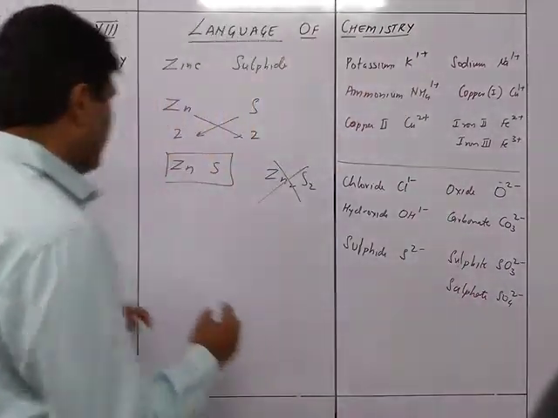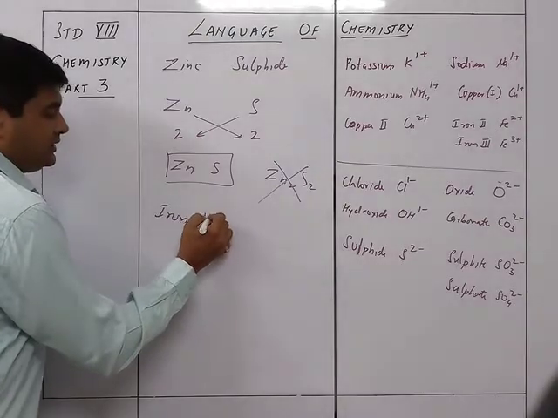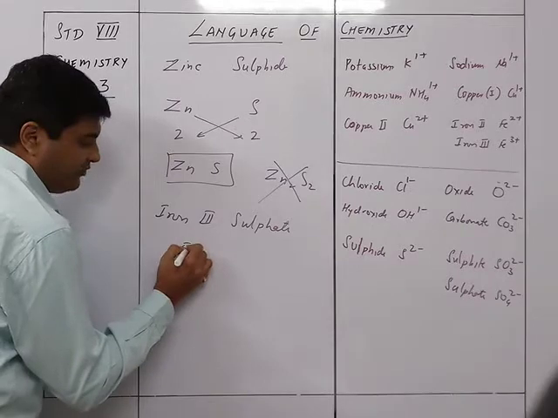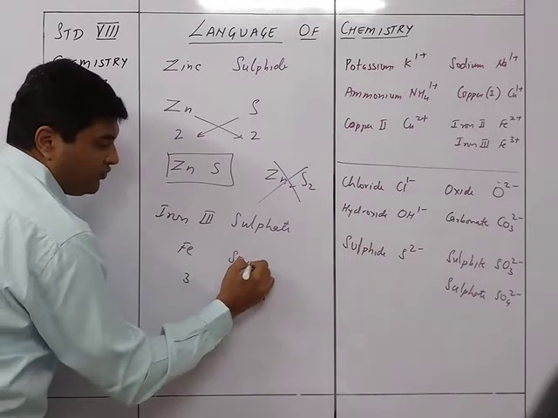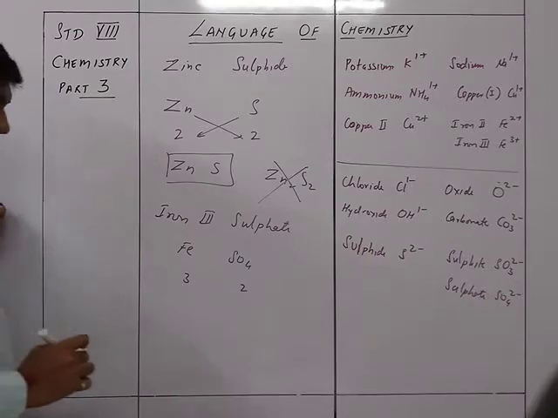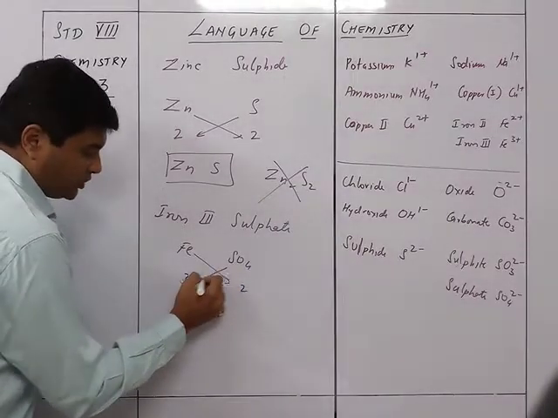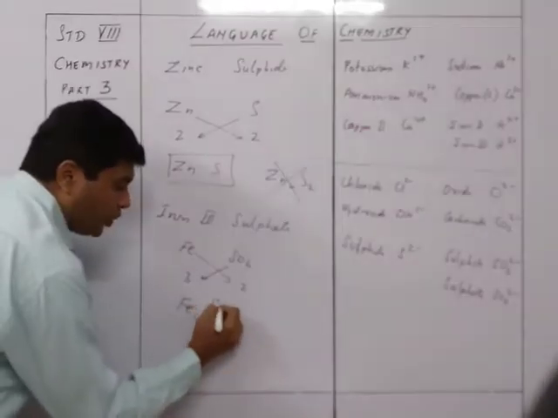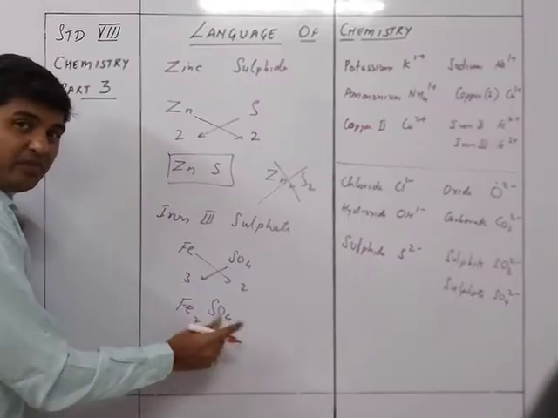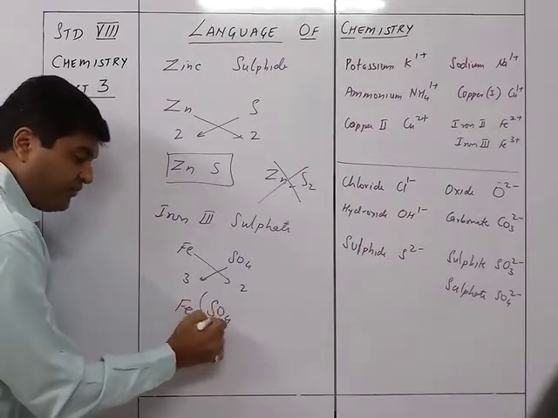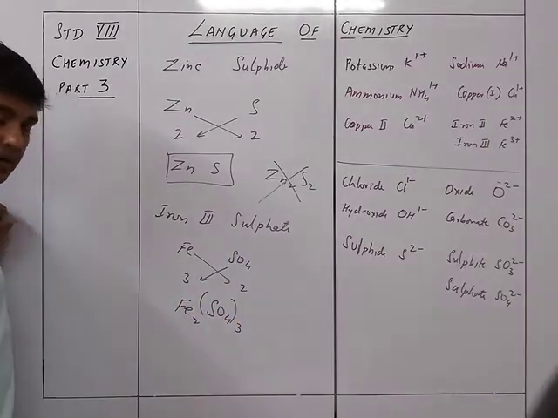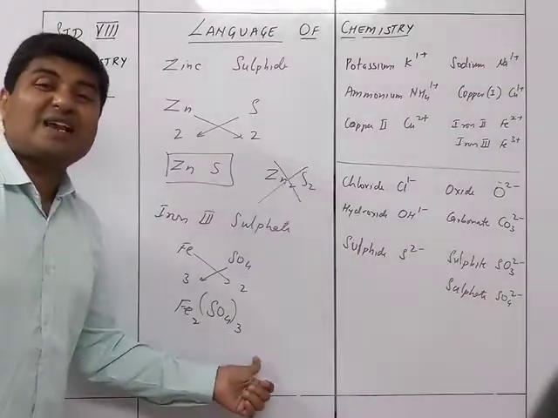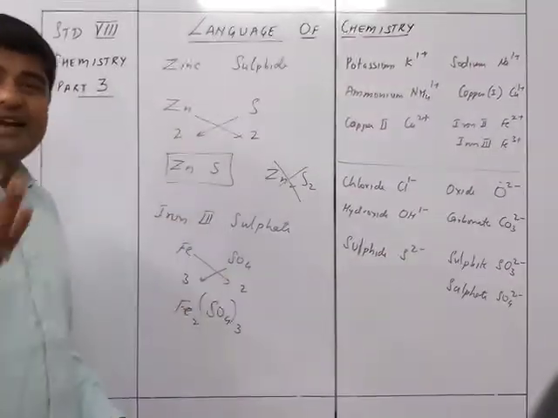Similarly, the next one will be iron 3 sulphate. Now we know iron 3 is of course Fe, and this is 3, and sulphate is SO4 and it is 2. In such cases, you are of course going to cross multiply. Writing Fe2 is not a problem, but SO4, because it is in the form of a radical, needs to be in brackets and there will be 3 over here. So it will be Fe2, (SO4), and I will call it thrice. So this SO4 is 3 times.